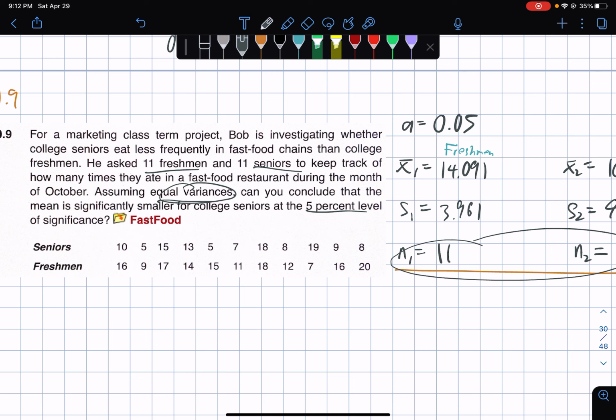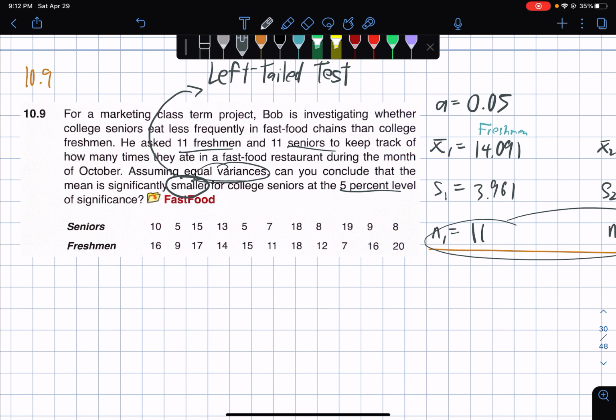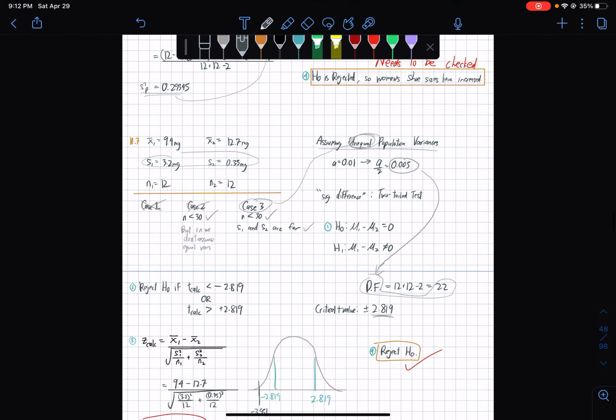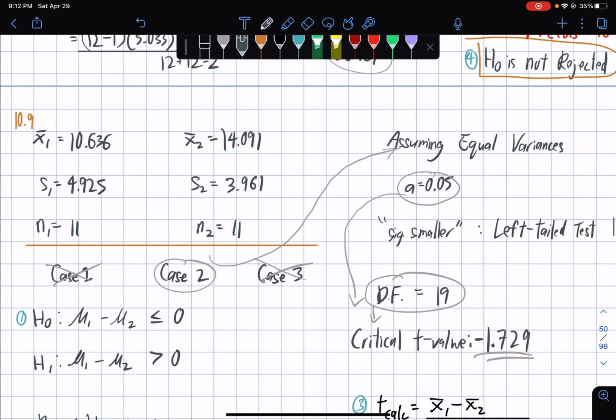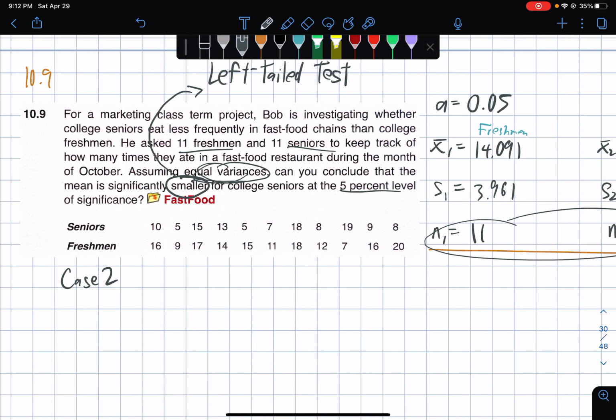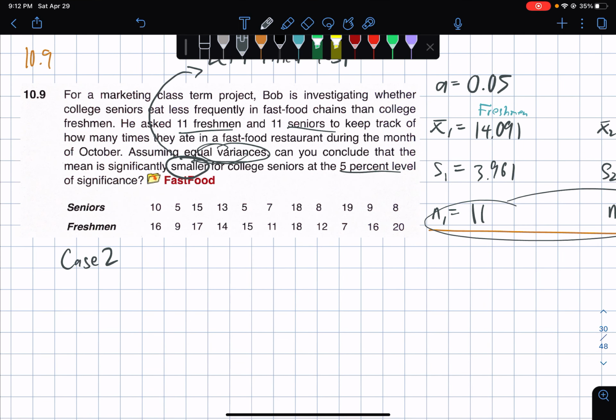Okay, so can you conclude that the mean is significantly smaller? Smaller suggests a left-tailed test. So, conclude the mean, assuming equal variance. Let's try case 2. What was my decision when solving 10.9 before? Yeah, I used case 2. It makes more sense to use case 2 because we're assuming equal variances.